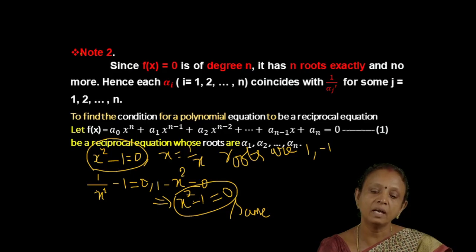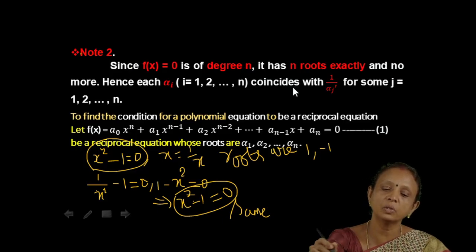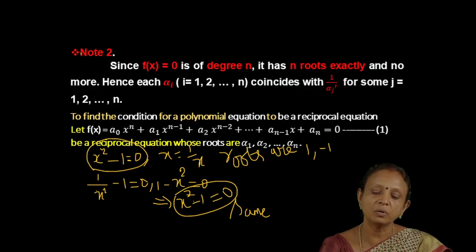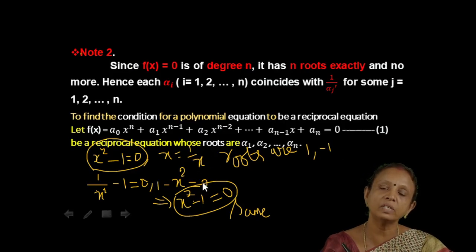Previously I took an example: x square is equal to minus 1. When you put x equal to 1 by x, that is the note from before. x square minus 1 equal to 0; putting x equal to 1 by x is always to check whether the given equation is a reciprocal equation. What is the equation? x square minus 1 equal to 0.